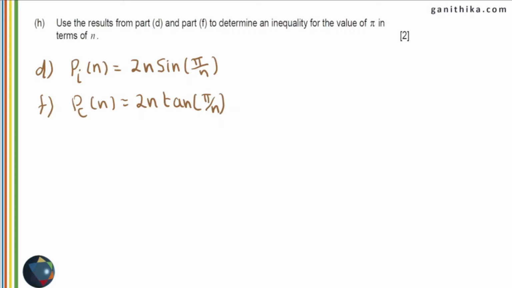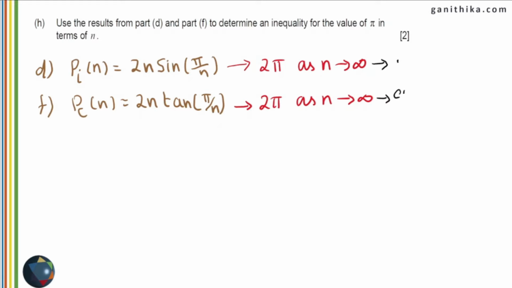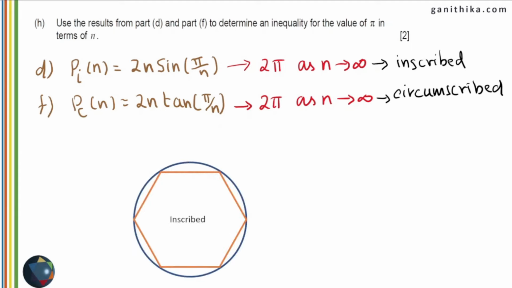So what is happening here? What are the things that we have done so far? Using the Pi of n, we found that in both the cases, as n tends to infinity, the values of Pi of n and Pc of n tend to 2 pi, which is the circumference of a unit circle. The first case is inscribed inside a circle, whereas in the second case the polygon is outside the circle, as shown here. This is inscribed and this is outside, which is circumscribed.